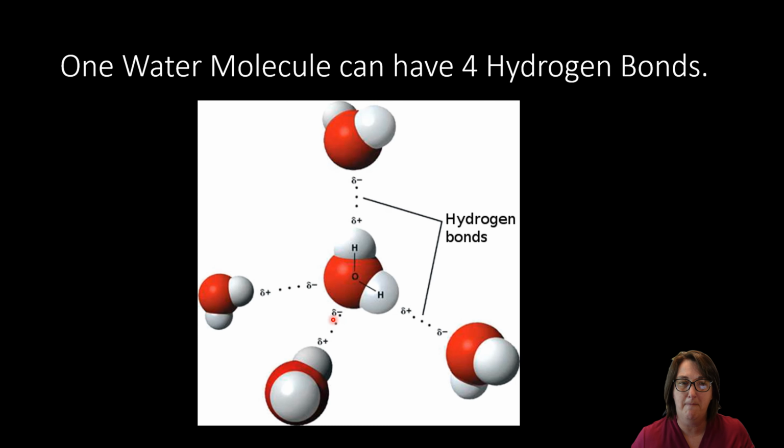So again, think of them as magnets. Nothing's being passed back and forth. But one water molecule can have 4 hydrogen bonds. These break apart very easy. They come back together very easy. We talk a lot about hydrogen bonds when we start talking about DNA. When we have matter that needs to move or fix itself fast, it's usually some type of hydrogen bond.